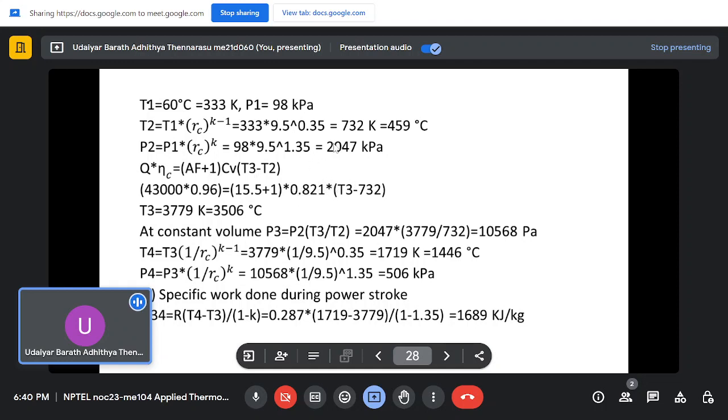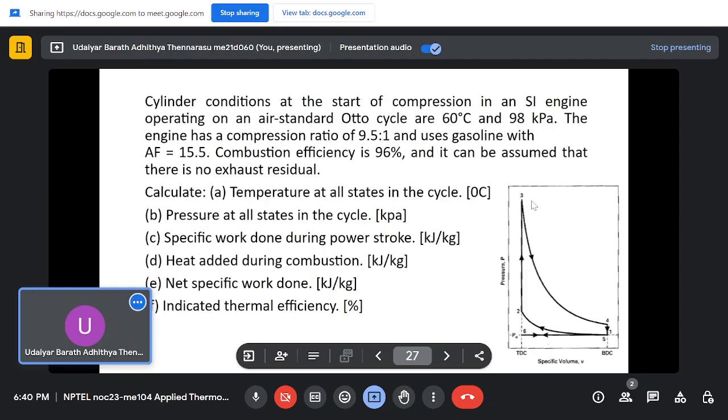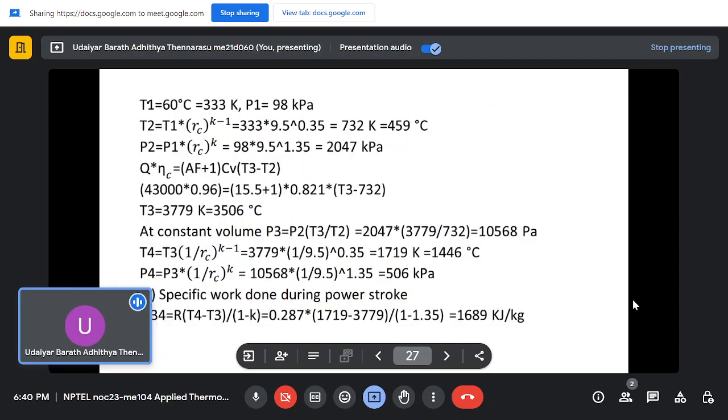Into, we know temperature at state 2 we have already calculated. So on substituting that, and we know calorific value 43,000, and combustion efficiency is also known. So using that we can calculate the temperature at state 3. So that will come out to be 3779 Kelvin, and we can convert that into degrees Celsius, we'll get 3506. So now the remaining process is state 4, using 3-4 which is a reversible adiabatic process.